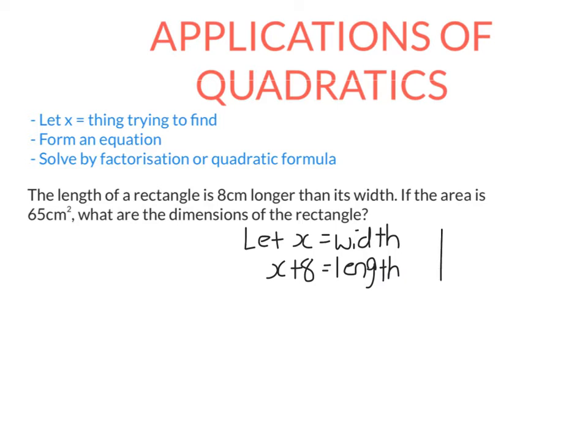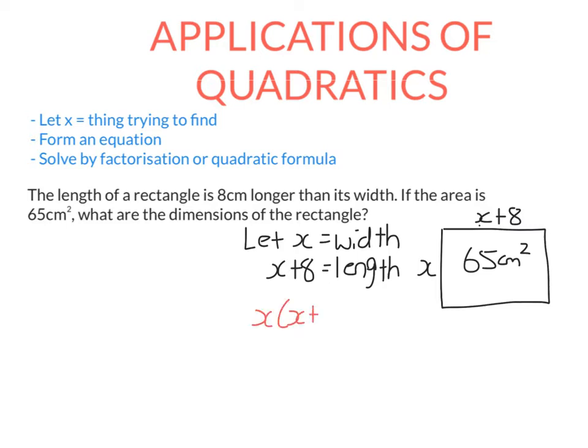So what we're saying is, we have a rectangle like this. The width is x, the length is 8 centimeters longer, and its area is 65 centimeters squared. So we want to find what x is, what the width is, and then we'll know the length. The second step is forming our equation. We have width times length, that is the area of any rectangle. Width times length equals 65. Then the final step is we just solve this.